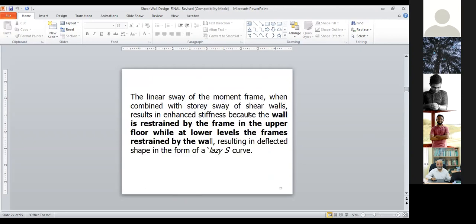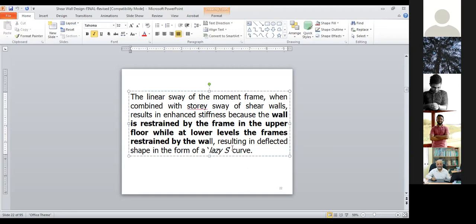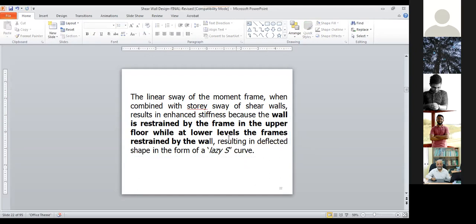The linear sway of the moment frame, when combined with the story sway of the shear wall, results in enhanced stiffness because the wall is restricted by the frame in the upper floors, while at the lower levels the frame is restrained by the wall. We already discussed that, resulting in a deflected shape in the form of a lazy S curve. So this is very important. You can have this important lazy S curve. To get it, you need the combined action of the shear wall as well as your frame system.